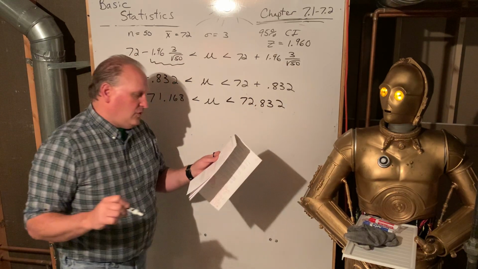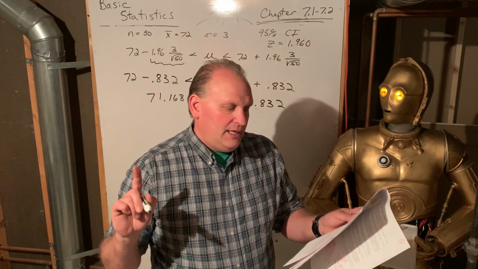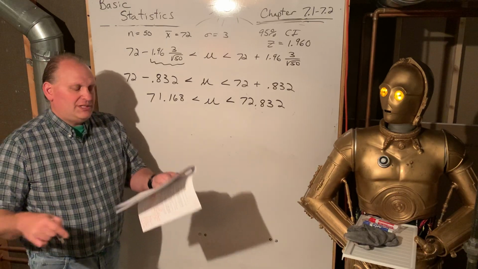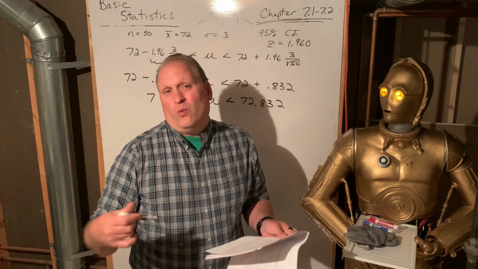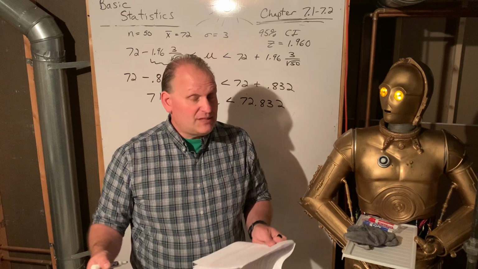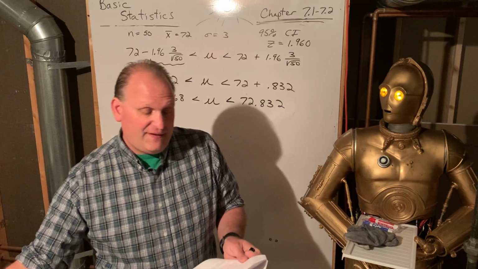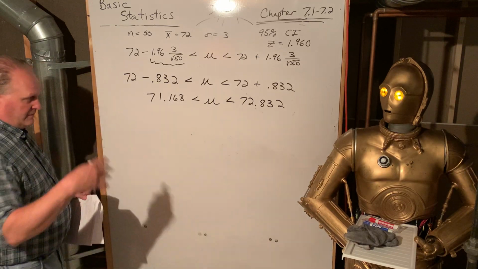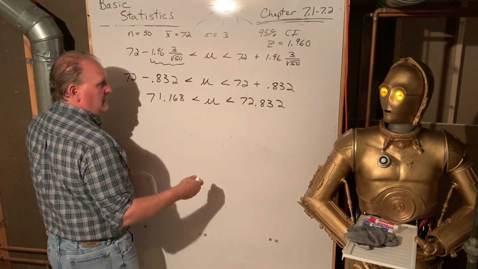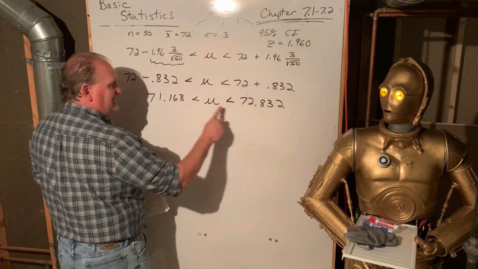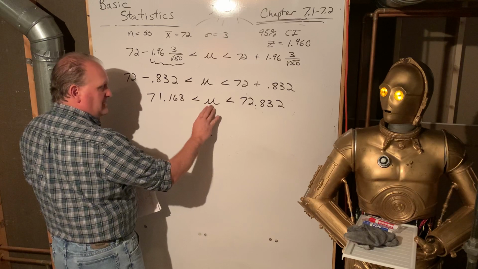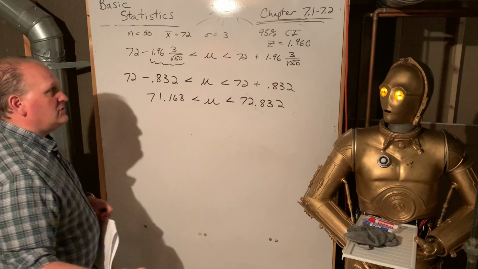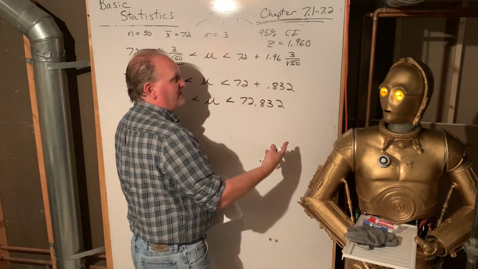72.832. So really quickly, I'd like to explain what confidence intervals mean. What this means is, if we were to run this experiment, let's say 100 times, where we grab 50 random adults and take the mean of their heights, out of the 100, 95 of the 100 would actually capture the true mean of the population. 5 of them would not. So there's no guarantee that this isn't one of those 5.